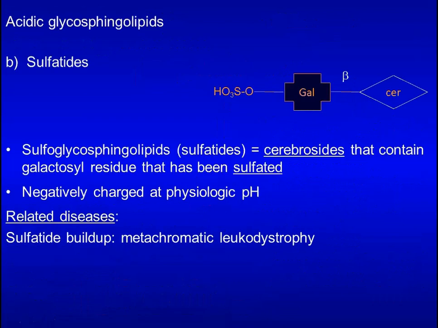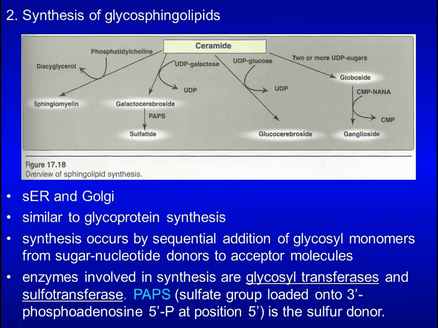Sulfatides are cerebrosides in which the galactoside residue is sulfated. Sulfatide buildup is related to metachromatic leukodystrophy. Similar to phospholipids, synthesis of glycosphingolipids also takes place in the smooth ER and the Golgi apparatus. Similar to glycosaminoglycans and glycoproteins, synthesis of glycosphingolipids occurs by sequential addition of glycoside monomers from sugar nucleotide donors to acceptor molecules.